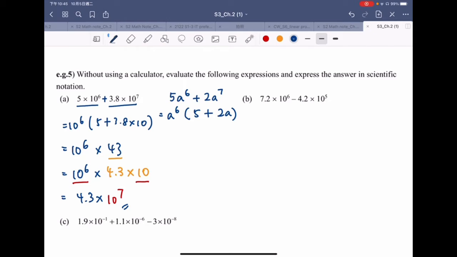Let's see part B. It's actually a similar way, we're just doing subtraction this time. For this, 10 to the power 6 and 10 to the power 5, so the common factor is 10 to the power 5. This is 7.2, and 6 take out 5 means 1 left. 7.2 times 10 minus, this time, 4.2.